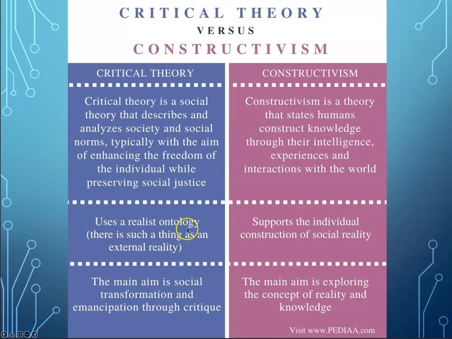Critical theory uses a realist ontology. There is such a thing as an external reality. A critical theorist believes that not everything is constructed, that some things are real and people feel real pain and so on, whereas constructivists believe that everything is constructed reality. And so we could go back and forth on that. That's an interesting difference. And the main aim in critical theory is social transformation and emancipation through critique. And under constructivism, the main aim is exploring the concept of reality and knowledge.